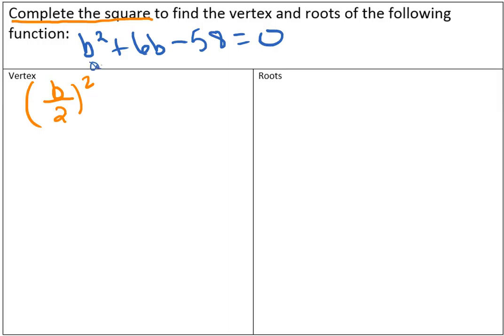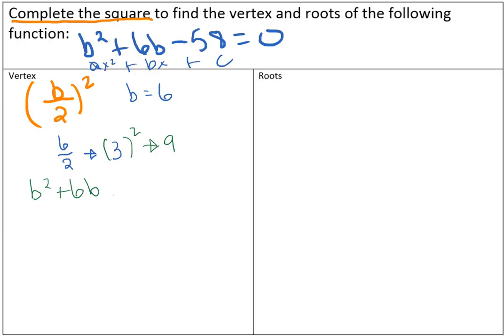So here we have ax squared plus bx plus c, and we see that b is 6. So we're going to take 6, divide it by 2, and we get 3. Then we are going to square it, and 3 squared is 9. So now to complete the square, we take our original problem, b squared plus 6b, we're going to leave a space, minus 58 equals 0.